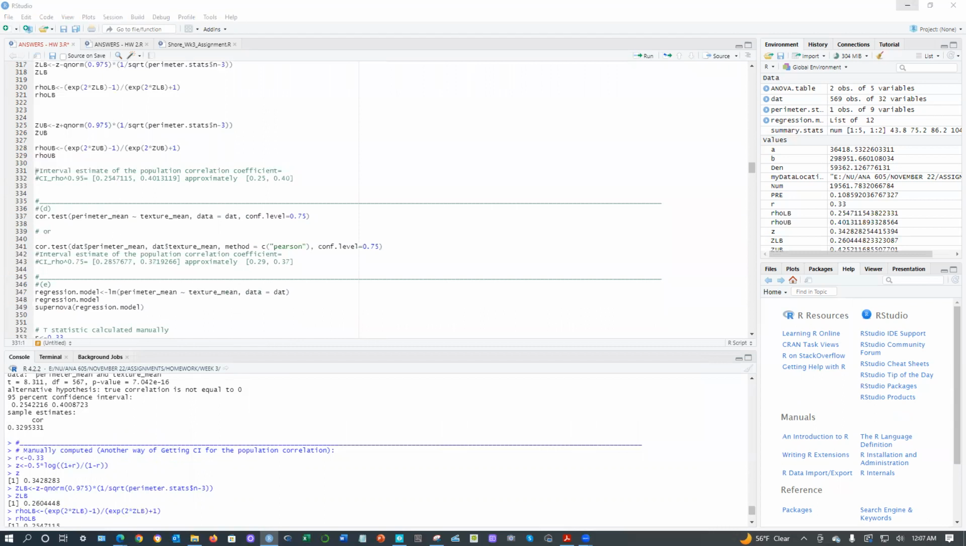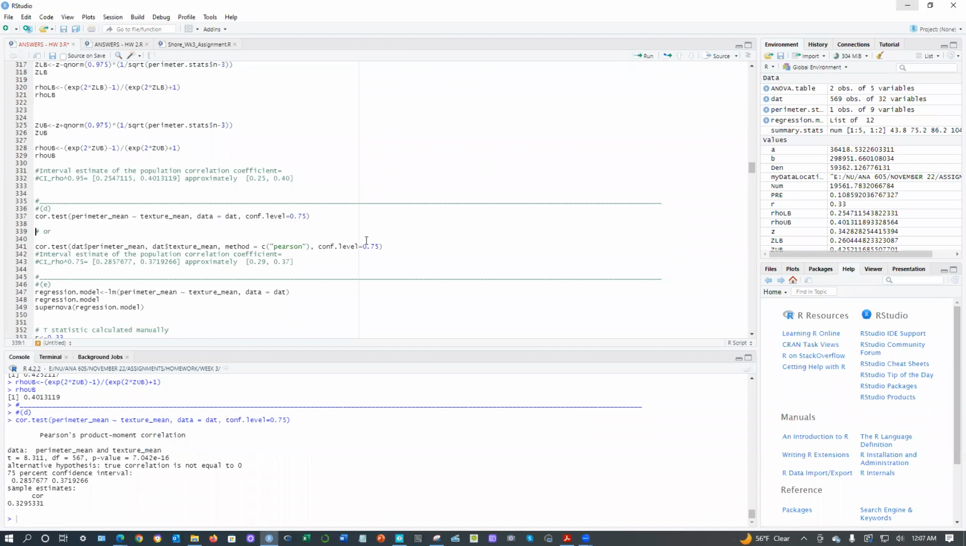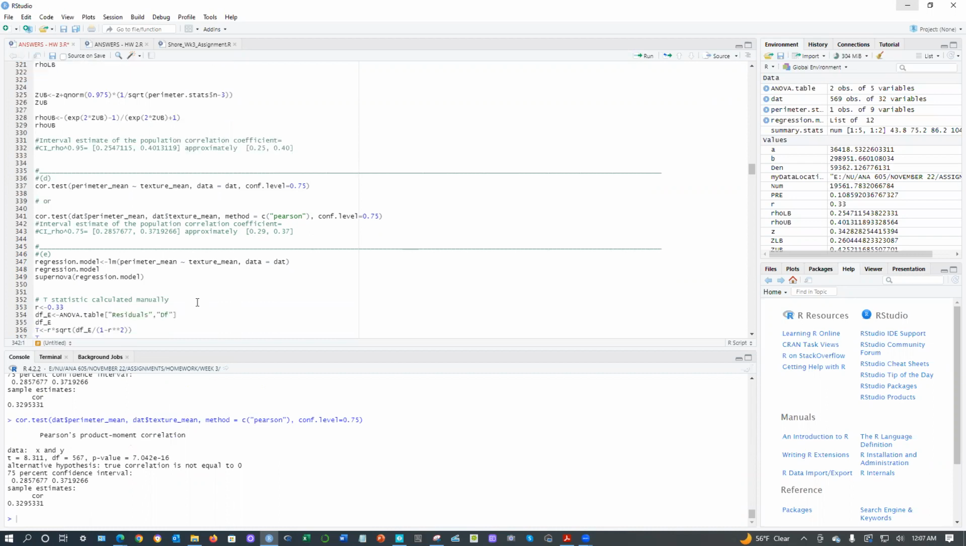Then part D. What is the 75% confidence interval? You can get the confidence interval using the cor test, with 25% for this one. So your value is going to be from 0.29 to 0.37, if it is 75%. I rounded that to two decimal places. Then, are you confident that the true population correlation could be zero? Part E. What does that mean?